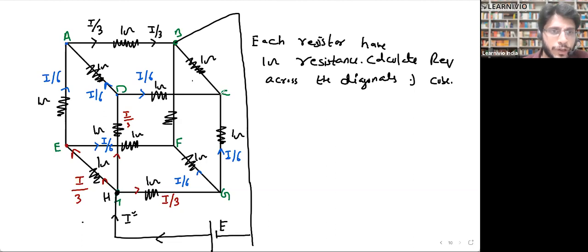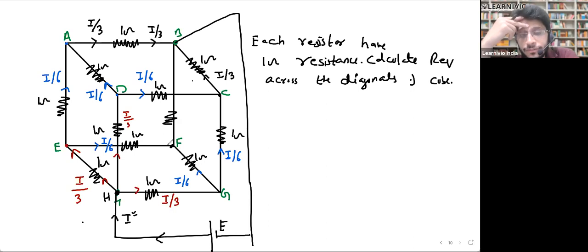Also check this point C. What's happening at C? How many I by 6 are entering at C? So 2, I by 6 and I by 6 will enter. That means I by 6 plus I by 6, which is I by 3. And what's happening at F? Same thing. How many currents are entering at F? Same, 2 I by 6 are entering. It will be I by 6 plus I by 6, which is I by 3, will go here.